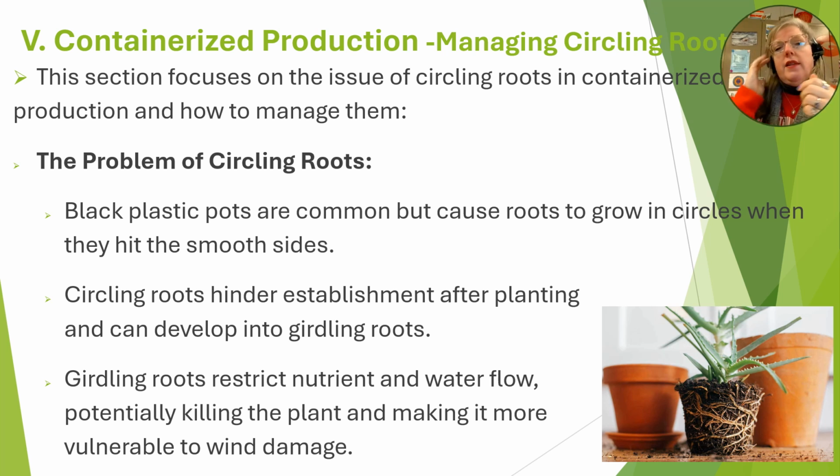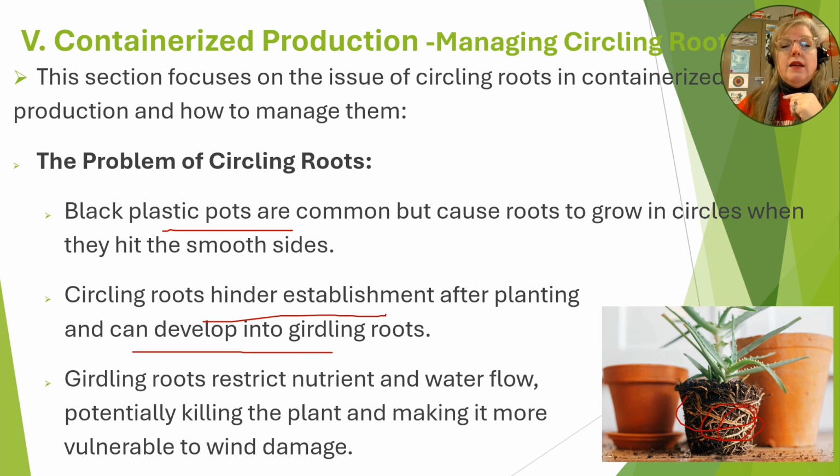Now, the other problem we said was going to happen with containered roots is circling roots, or the girdling effect. And that's another problem with containerized shipping. The black plastic pots are what we commonly see, but they can cause the root to grow in this circle thing right here. The circling roots are going to hinder establishment after planting and can develop girdling roots. So if they're just circling, that's fine or manageable. If they start girdling, that means they're going to start suffocating the tree. They're going to restrict nutrient and water flow, potentially killing the plant and making it more vulnerable to wind damage.